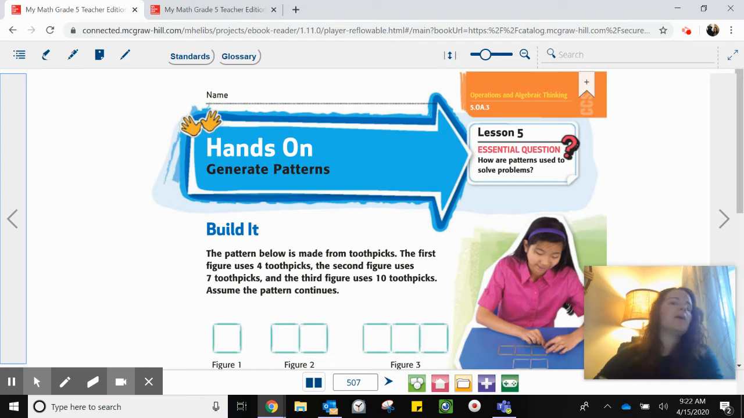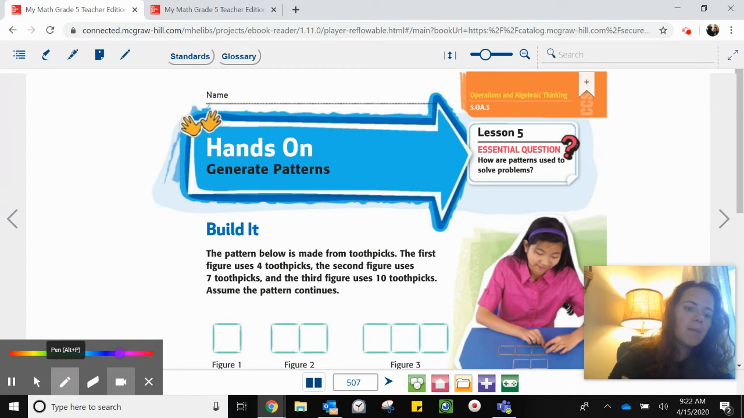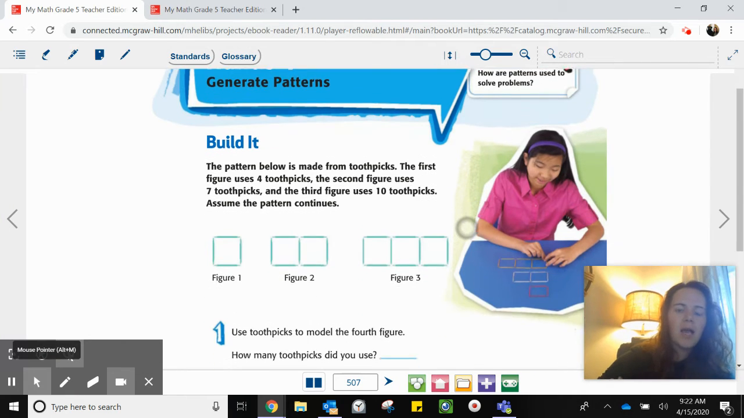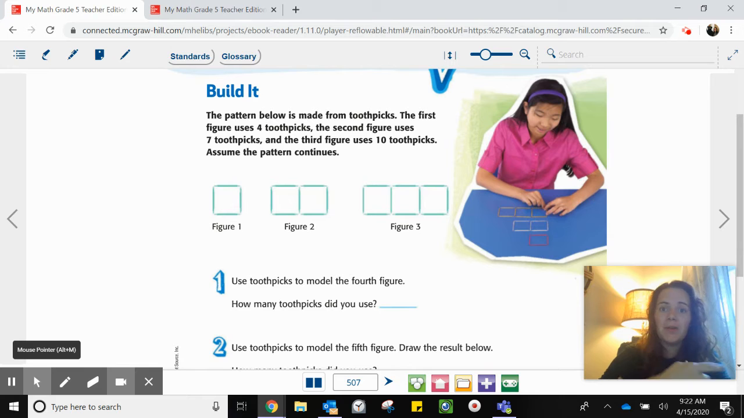Okay. So we actually have two lessons today. We're doing two because both of them are pretty easy cheesy. So let's go ahead and get started. I need you to get to page 507 with me. And we're talking about first building patterns, or looking at pictures, generating them.